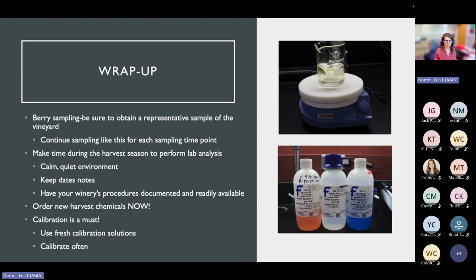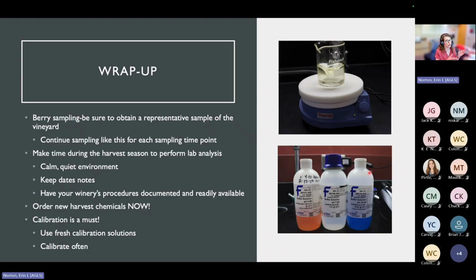So to wrap up, just a quick note about berry sampling. Again, please check out that fact sheet that we have. Make sure you are obtaining a representative sample, meaning you're not just going and collecting two clusters and taking one berry, squeezing it into your hydrometer and getting an analysis. That is absolutely not the way to do that. You need to take a representative sample of your vineyard and juice at least 100 grapes or so many clusters and test a sample like that.